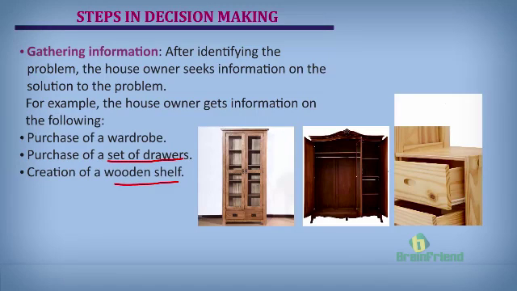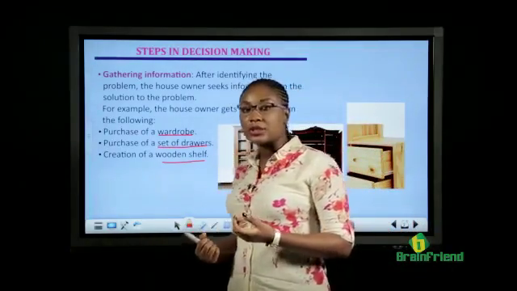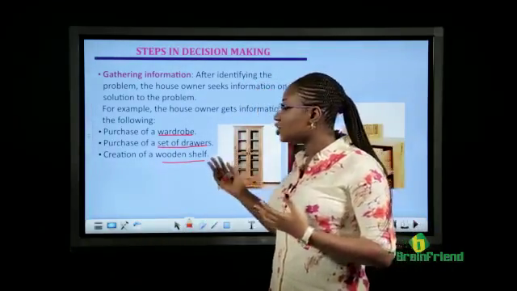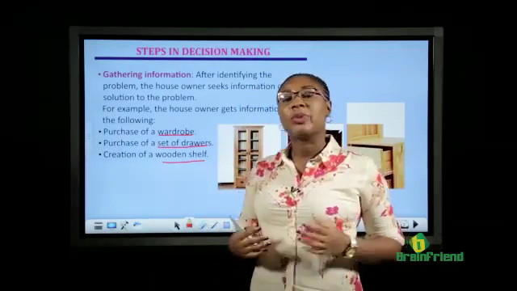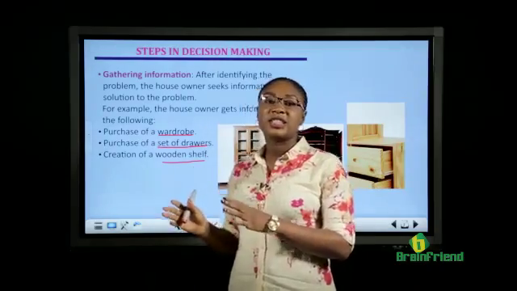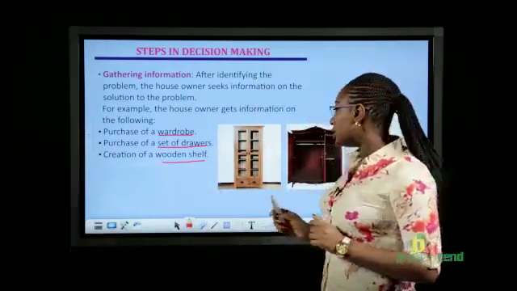You first think of the wardrobe. What type do you need? Then for the set of drawers, would it be wooden? Then the wooden shelf, to create one, you have to meet a carpenter or you buy the one that has already been made. This is the information you need to gather in order to get what you need.